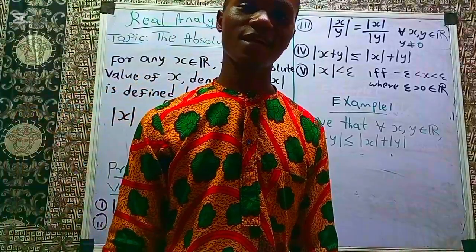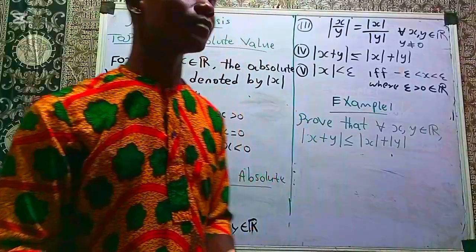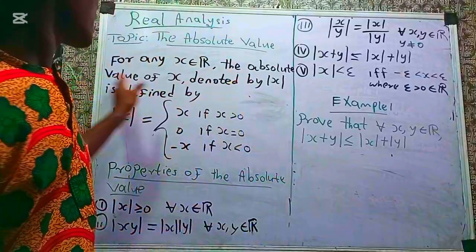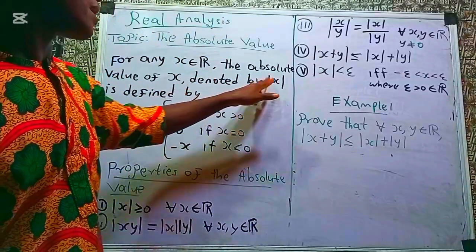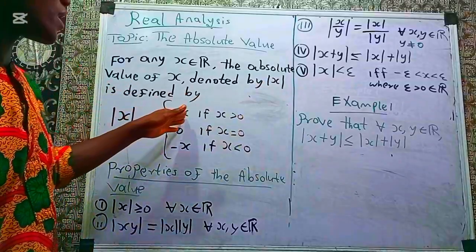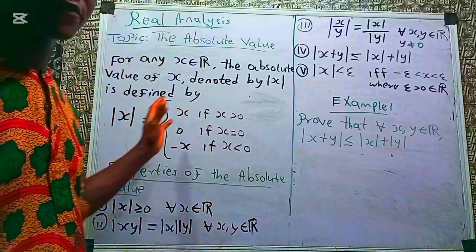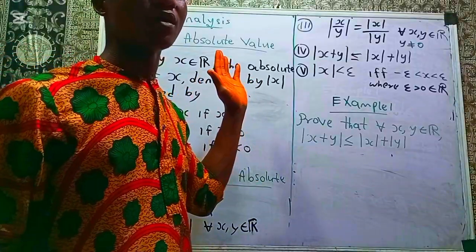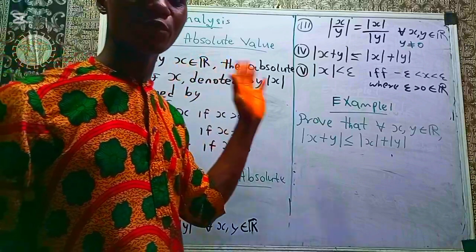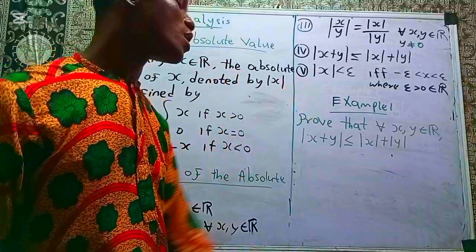This is the analysis class, and this class will be considering this topic, the absolute value. For any x element of real numbers, the absolute value of x, denoted by mod x, is defined by: the absolute value of x will be equal to x if x is positive. So this tells us that the absolute value of any positive real number is that very real number. So the absolute value of positive 2 is 2, the absolute value of positive 3 is 3, the absolute value of positive 4 is 4, and so on.